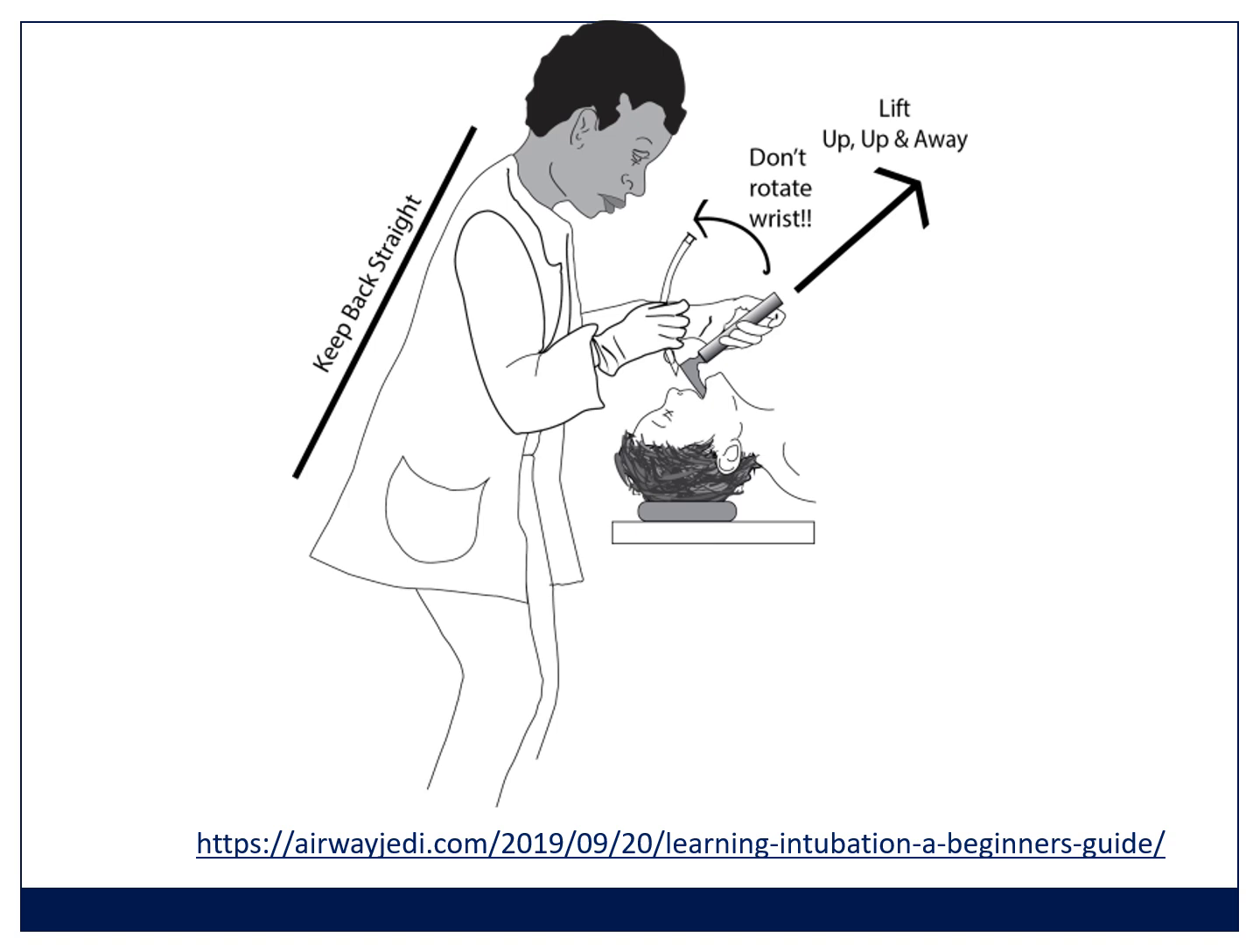Notice on this picture, the back is straight. The person intubating hasn't got their head in the mouth. They're standing far back. Look at the direction that the laryngoscope is going to move. Up and away, and they're not rotating their wrist. Those are common beginner errors.